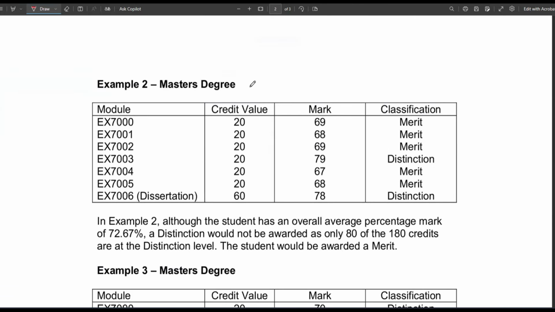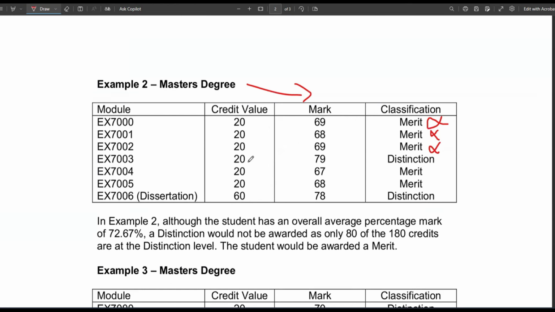So now for a master's student, this is example 2. Let's look at the result of this person. The same credit value is still the same, and the classification is also here. For the first module, the person had 69, which is merit. This does not qualify. The second module has merit again, still does not qualify. Third module, the person had 69, which is merit, still does not qualify. Then the fourth module, the person has 79, which is a distinction.